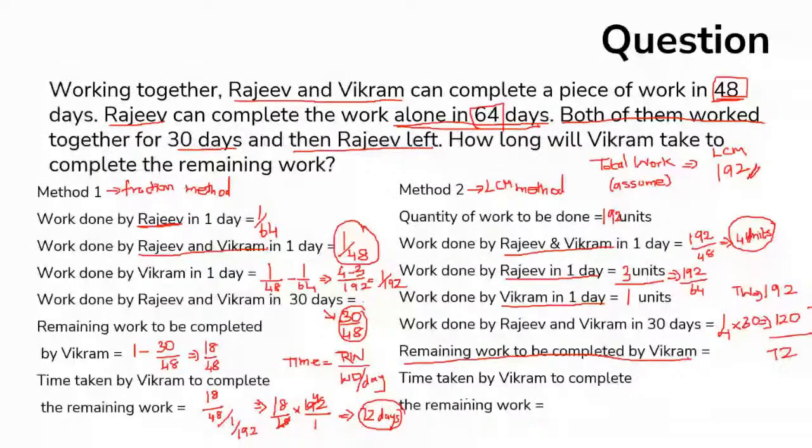And the time taken by Vikram to complete the work. As we have seen already, time taken is given by remaining work out of the work done per day. So the value is 72, and they were asking only about Vikram. So Vikram's one day work is what? 1. So 72 divided by 1, you will end up with 72 days. So the answer for this is 72 days.